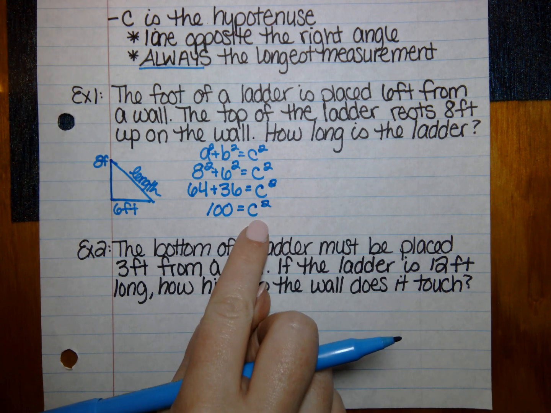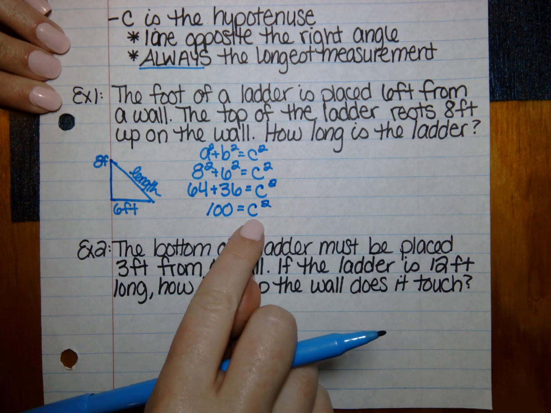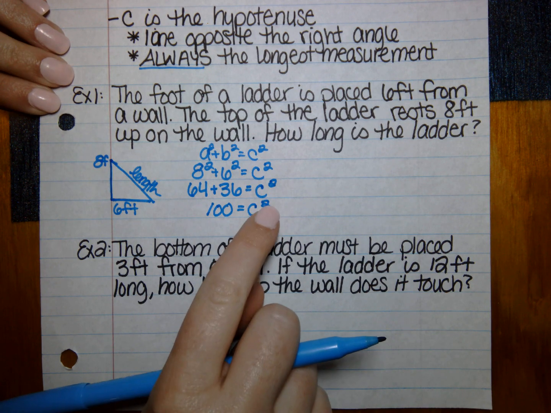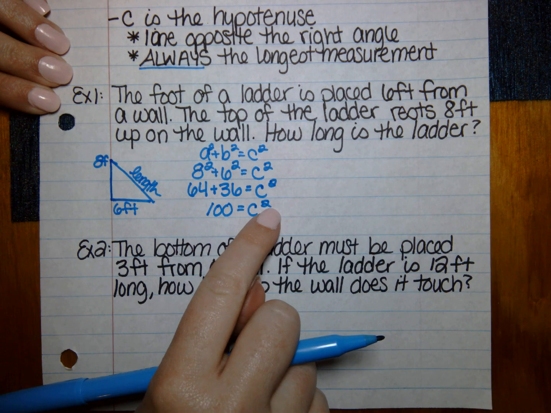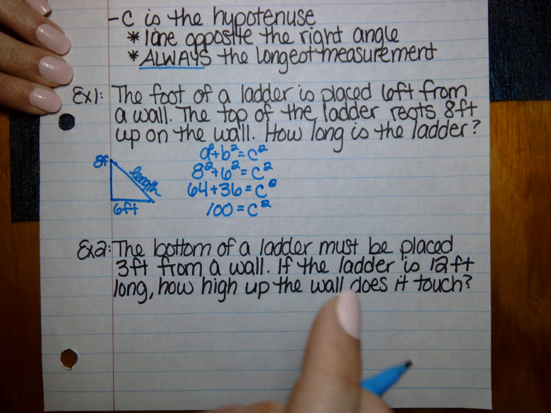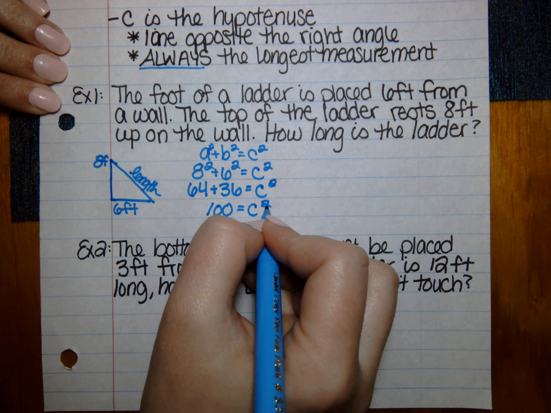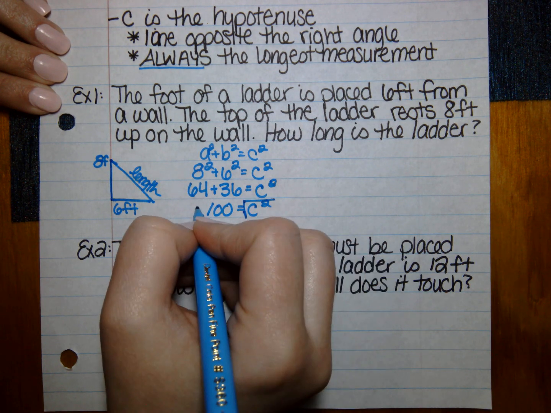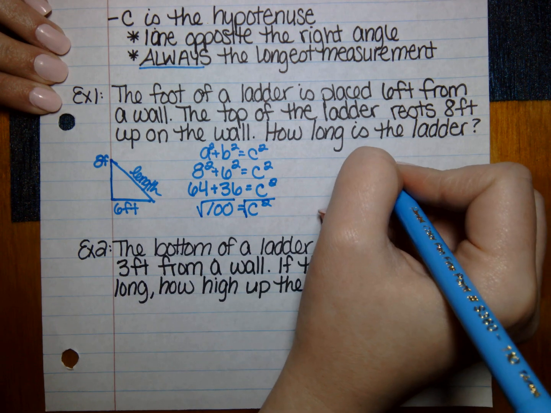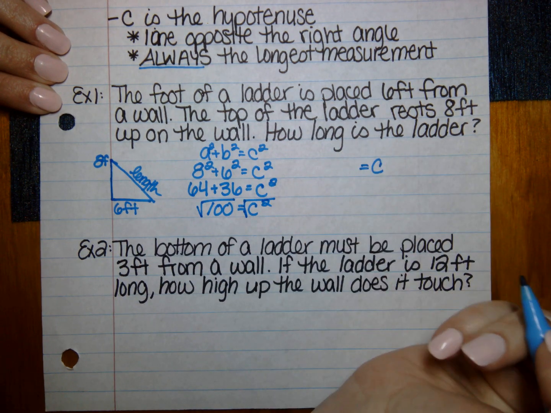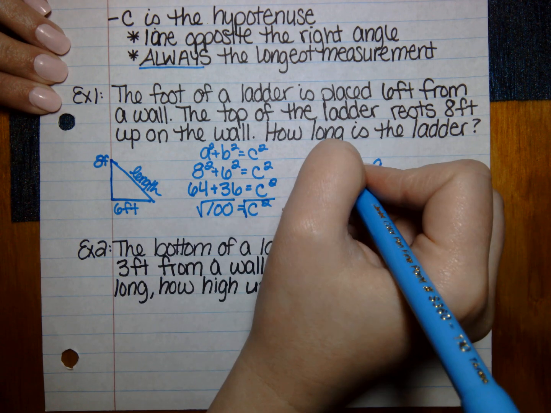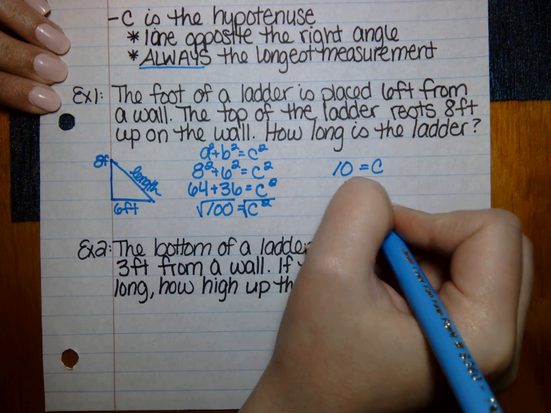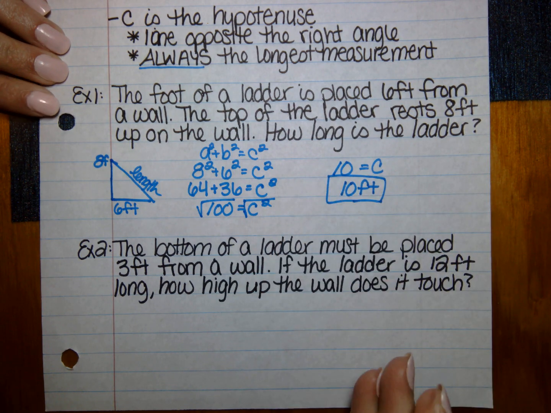Here's where it gets a little tricky. I don't want to know what the value of c squared is. I just want to know what the value of c is. So the opposite of exponents is radicals. The opposite of raising it to a power is doing the square root. So I'm going to square root both sides. When I square root the c squared, I get just a c. And when I square root 100, I get 10. So the length of my ladder then is going to be 10 feet long.